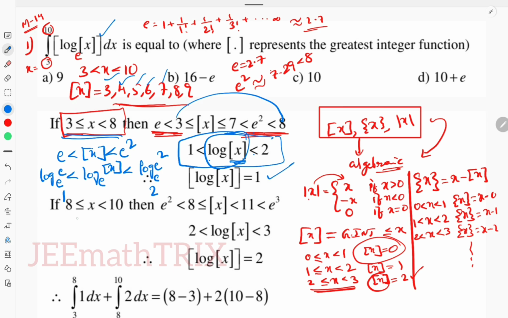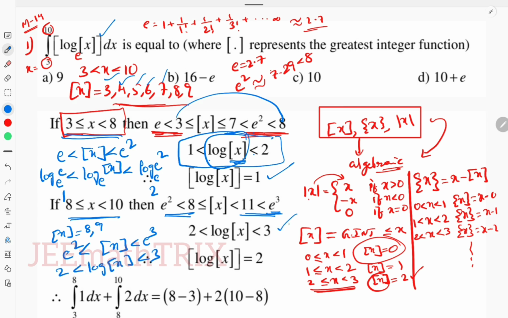Fine. Next, suppose the case 2. Suppose that the x value lies between 8 and 10. Then what are the possible values of the integral part of x? Means 8 or 9 only. Only two possibilities. So e square is less than 8 and e cube value is more than 11. So what you can observe here is that log of the integral part of x lies between e square and e cube. So if I apply log on both sides, 2 is less than log of the integral part of x, which is less than 3. So the integral part of that value will become 2.